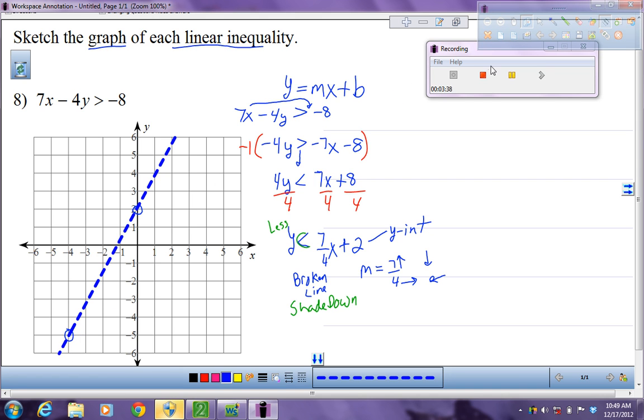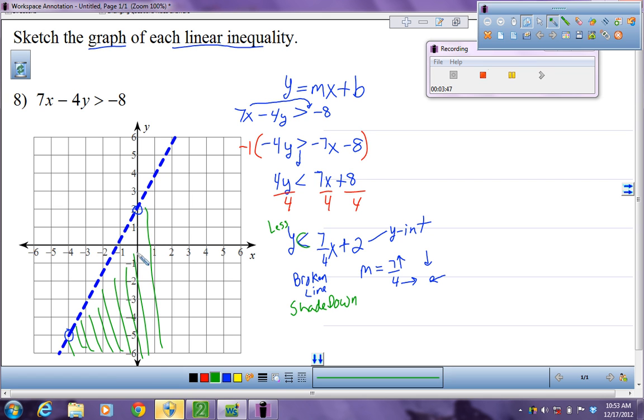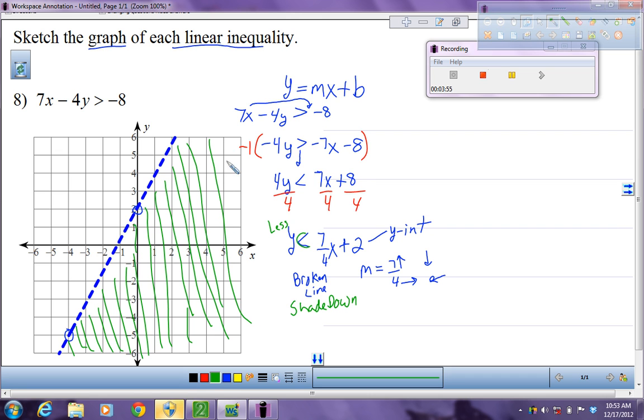And also, then since we're shading down, don't forget to do the shading portion of it. Shade down, shade down, shade down, shade down. Okay? So any point that is on this section here, on that shaded section, is a solution. Not on the line, because the line is a broken line, but in the shaded region, yes, it's a solution.